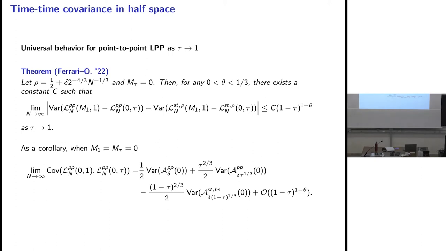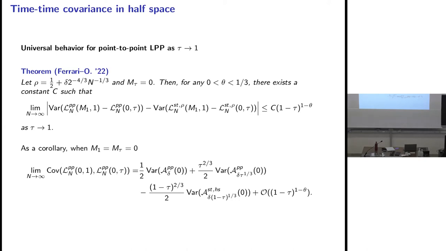As a consequence of this result, if you consider both the LPP to have ending point on the diagonal, you can obtain a formula for the covariance of the last passage time in terms of the variances of the half space Airy2 process, let's call it like this. And then here you have an analogous term to what you observed in full space: the variance of the half space Airy stationary process, plus an error term depending on one minus tau.